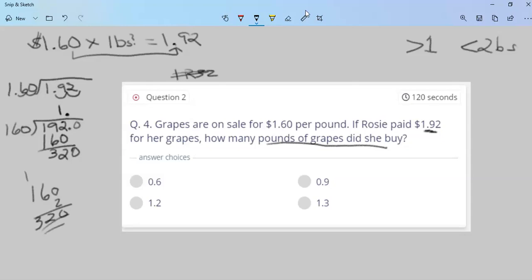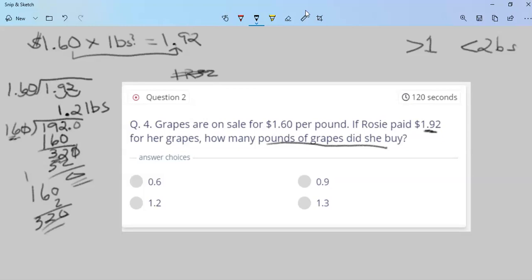But if we did want to make it even easier, we could say, okay, I'm going to drop that 0, I'm going to drop that. And then we would have 16 going into 32, which is a lot easier to mentally estimate as, oh, that's going to be 2 times. So let's go ahead and put that there. 2 times 16 times 2 is 32, nothing left over, and so then our answer is going to be 1.2 pounds. Look at that.